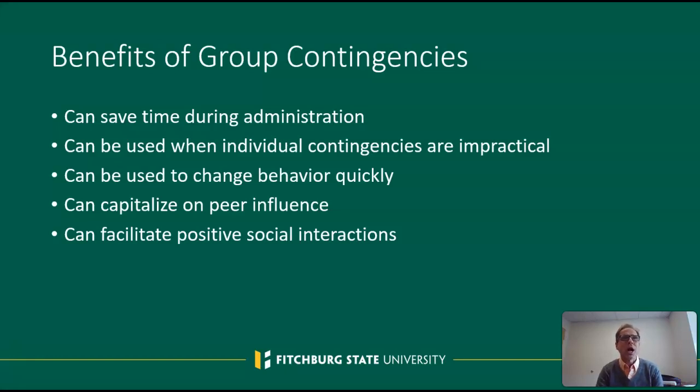Secondly, we can use group contingencies when individual contingencies may be impractical. There may be too many members of a group for each one to have an individual contingency in place, and it just may give us a certain economy of scale. We can use group contingencies when we want to change behavior quickly, in particular behavior of multiple members of a group. Group contingencies also have the benefit of being able to capitalize on peer influence, as we'll see in particular with dependent and interdependent group contingencies.